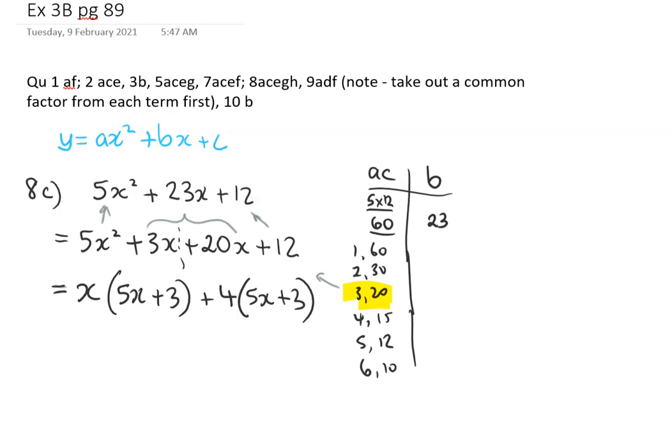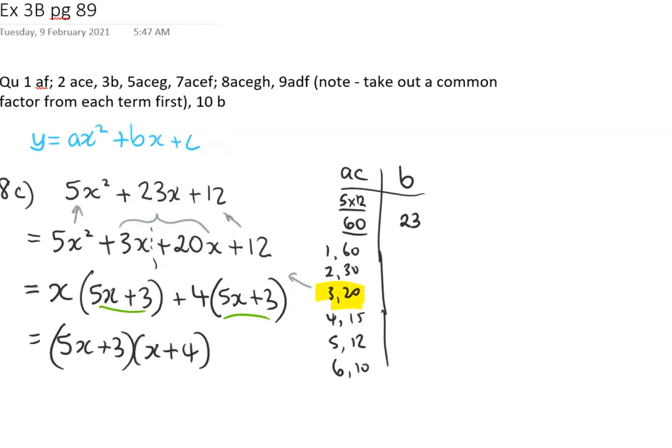Now notice they're the same, and that's what you want. You need those two to be the same. So we're left with a common factor of 5x plus 3 in both terms. We take that to the front, and then we leave what's left, x plus 4. And that's it factorised.